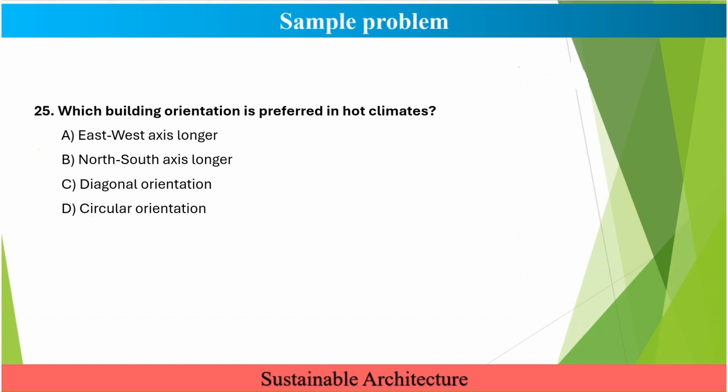So which is again wrong. It is talking about the building's orientation in the hot climate conditions. So there we don't want much of the solar radiations. In the hot climate conditions, we want minimum exposure of our building facade towards the solar radiation.